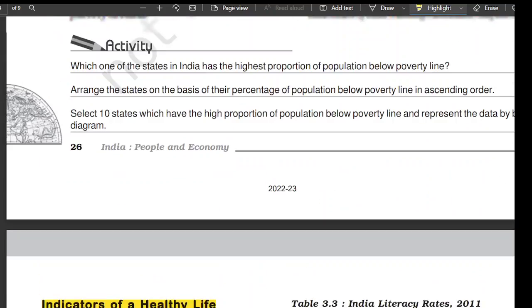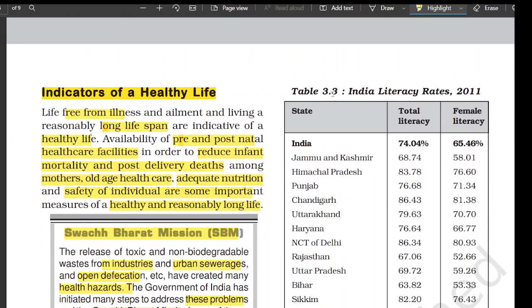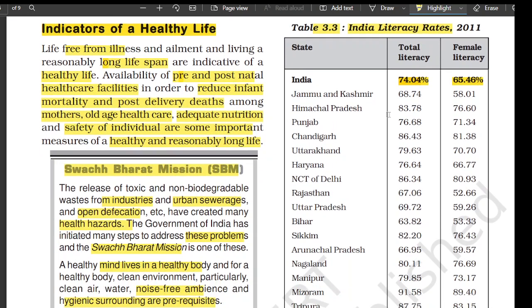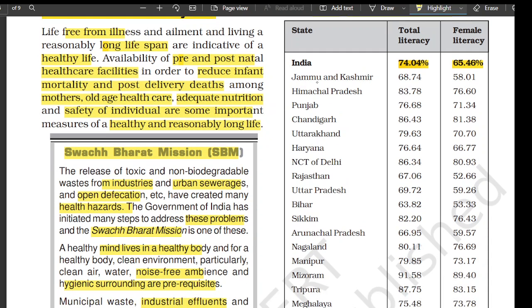On the right hand side of this page, we have Table 3.3 that tells us about the India literacy rates 2011. India with a total literacy of 74.04% and a female literacy of 65.46%. Jammu and Kashmir tops this chart with 68% total literacy. Next is Himachal Pradesh, Punjab, and Chandigarh.